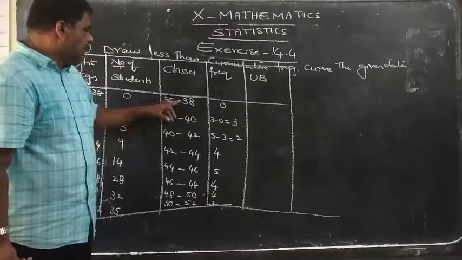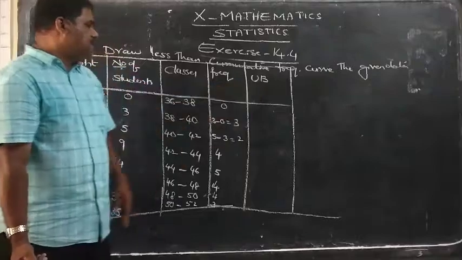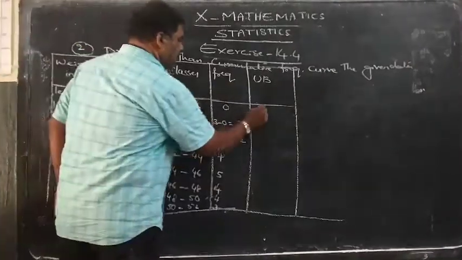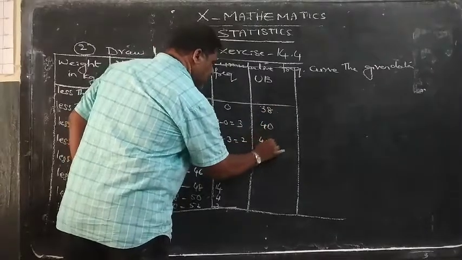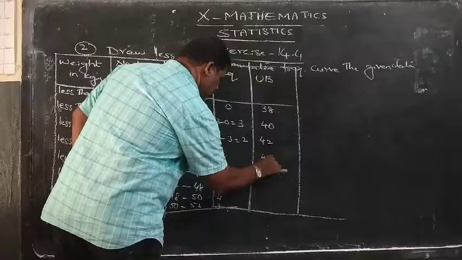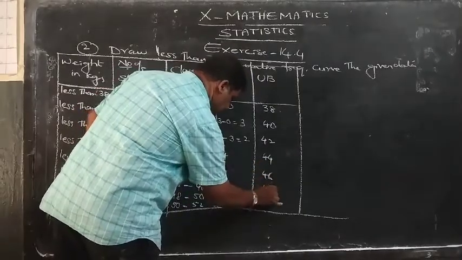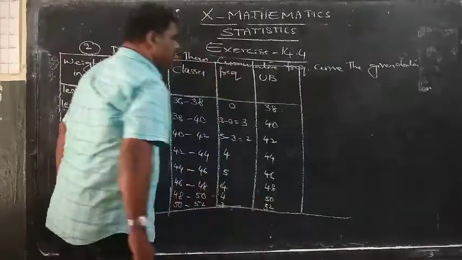Now classes of this type are called exclusive classes. For exclusive classes, upper boundary and upper limit are both the same. So we can write upper boundaries 38, 40, 42, 44, 46, 48, 50, 52.